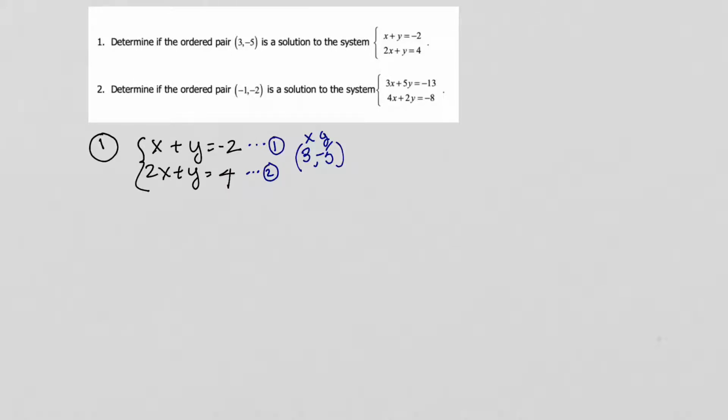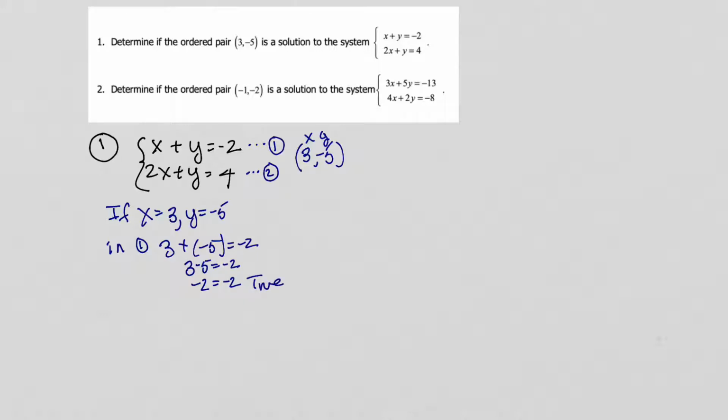So first of all, in equation 1, let's see what happens. If x is equal to 3, y is equal to negative 5, in equation 1 we're going to get this. So substitute 3 for x and negative 5 for y and compute. So we'll get 3 plus negative 5 equals negative 2. 3 minus 5 equals negative 2. Negative 2 equals negative 2. That's true. So 3 and negative 5 solves the first equation.